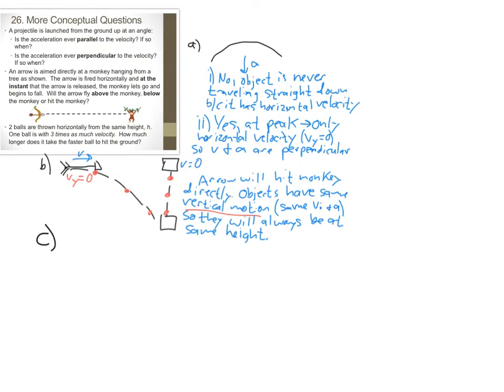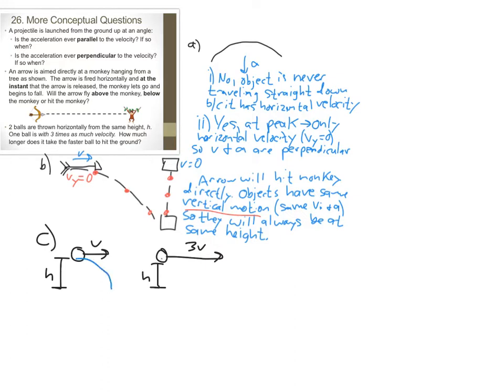Moving on to the last one here, we have two balls that are thrown horizontally from the same height. The one ball is thrown with 3 times as much velocity, though. So here's my first ball thrown with velocity of v. Here's the second one thrown with a velocity of 3v, both from a height of h. And we want to know which one's going to be in the air longer before it hits the ground.